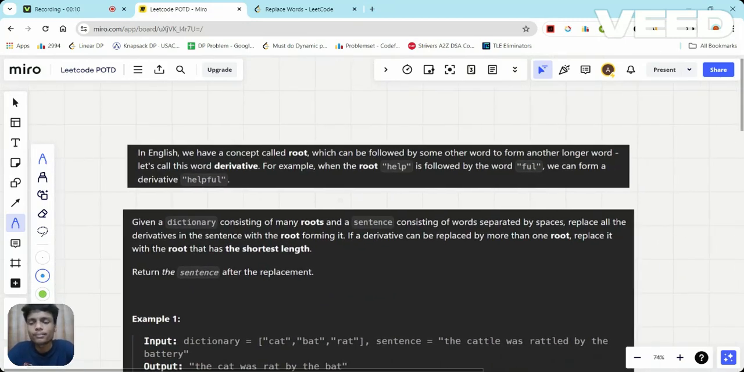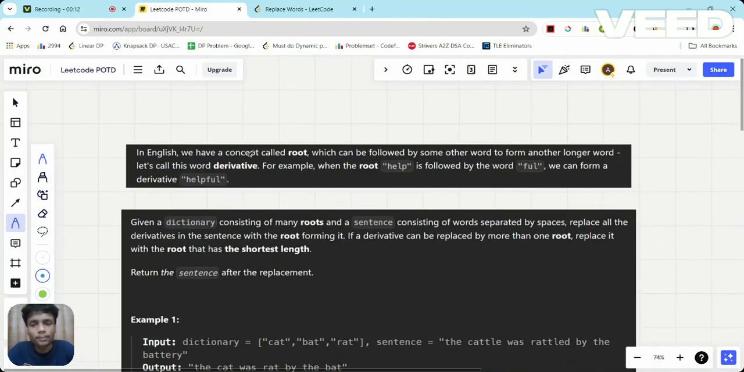So, the problem is something like in English, we have a concept called root, which can be followed by some other words to form a longer word. Okay, let's call this word derivative. For example, when the root help is followed by the word full, we can form the derivative helpful.